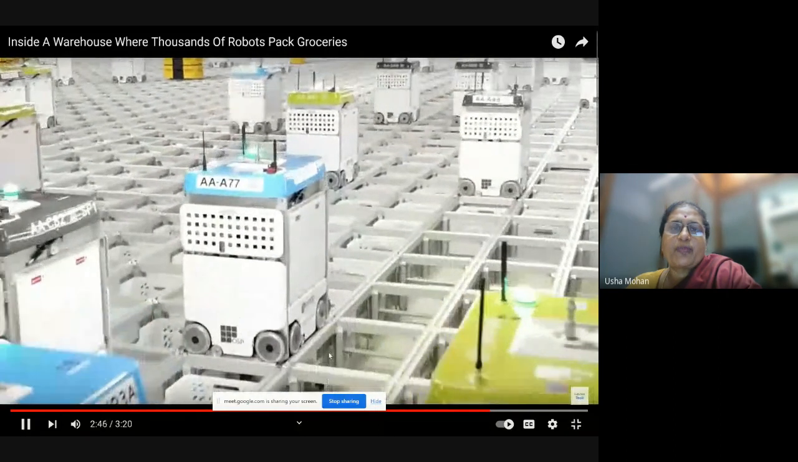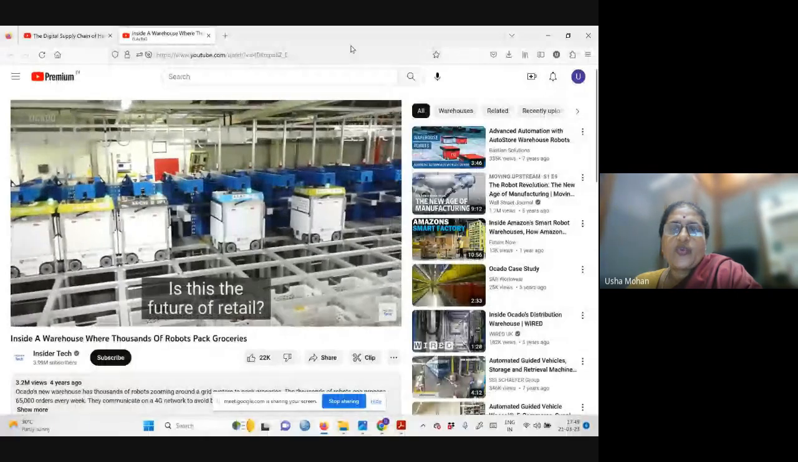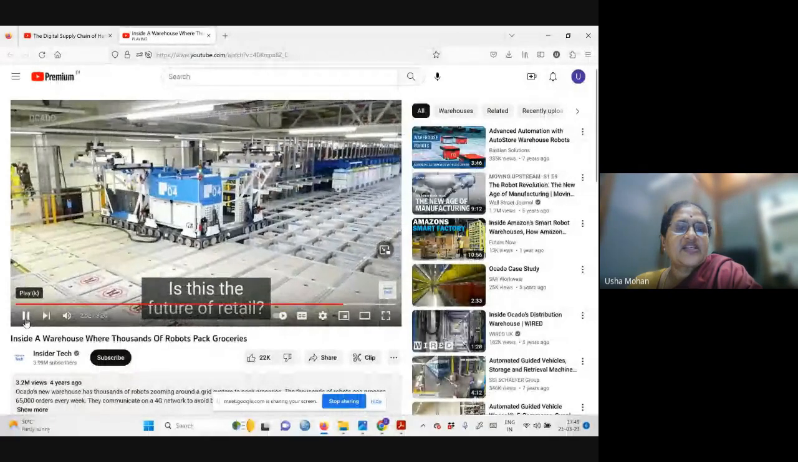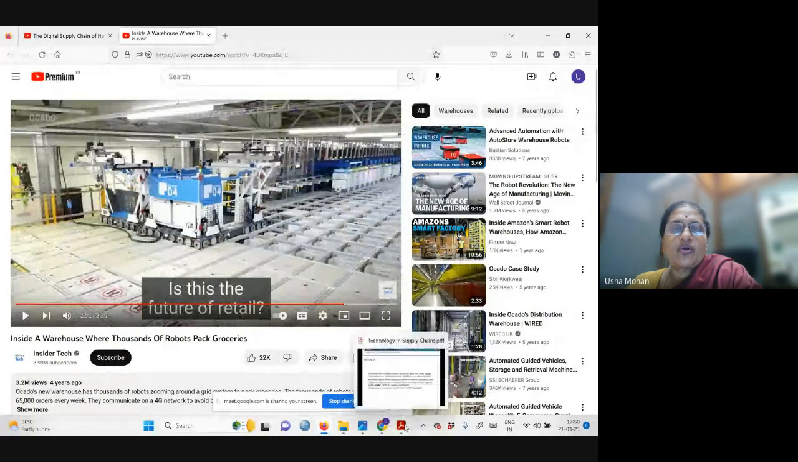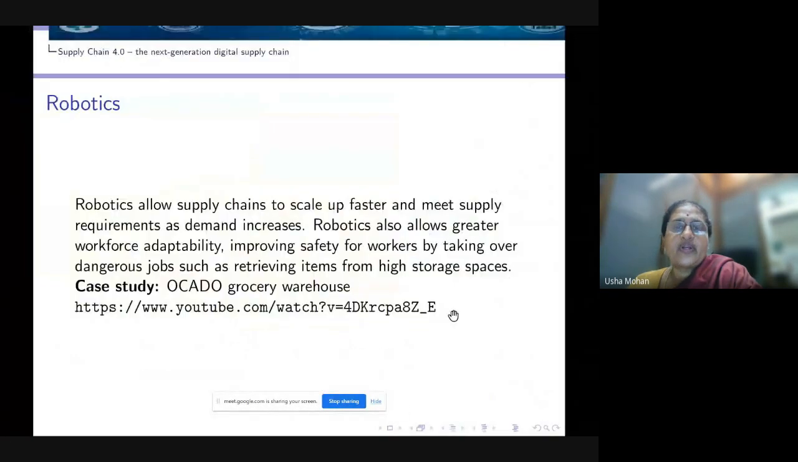Ocado is one of the pioneers in having automated warehouses. So what we have seen so far is about Ocado and how Ocado has used automated warehouses to improve their supply chain efficiencies.